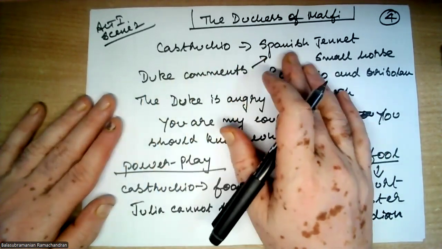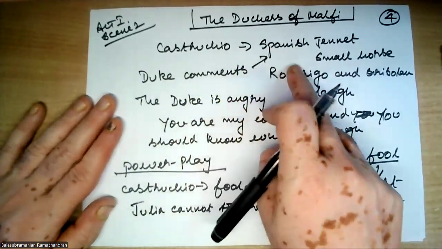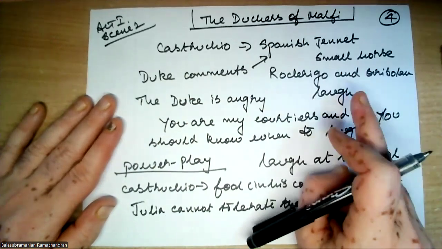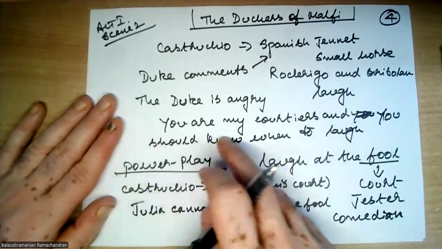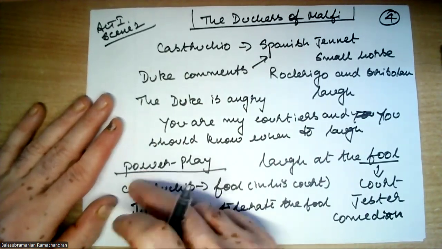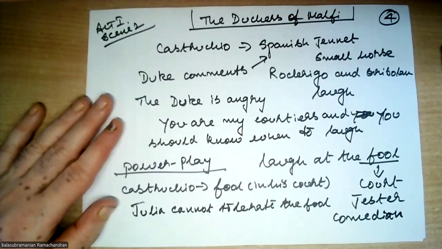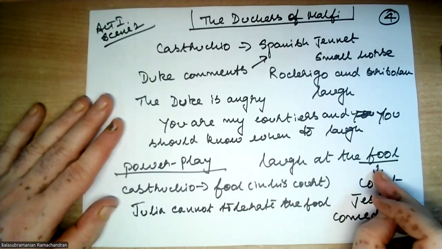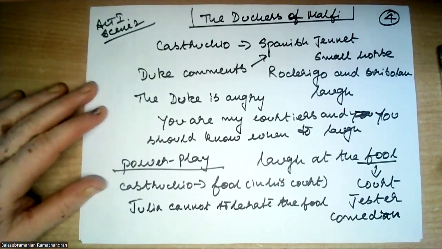what starts off as a comment about Castruccio's horse, Rodrigo and Grisolan find it funny and they laugh. The Duke is angry that they are laughing. And he says, you are my courtiers and you should know when to laugh. This is a power play that the Duke plays. The power play is that, look, I am the Duke and it's better you know when to laugh and when not to. Of course, it's permissible to laugh at the fool. It's better you laugh at the fool because that fool is there to entertain you. So this is what happens here.